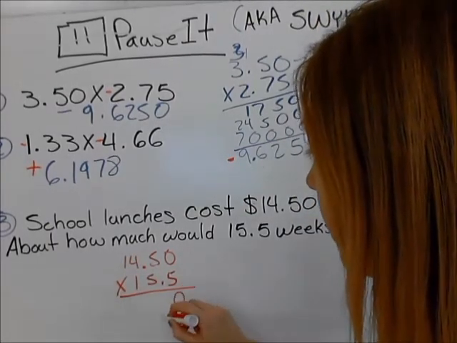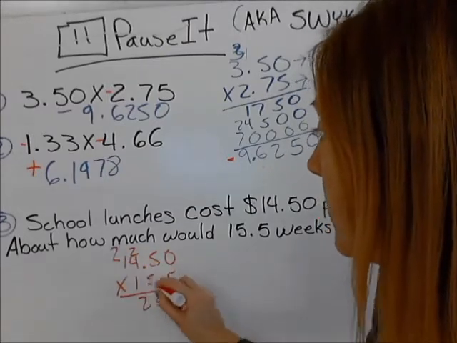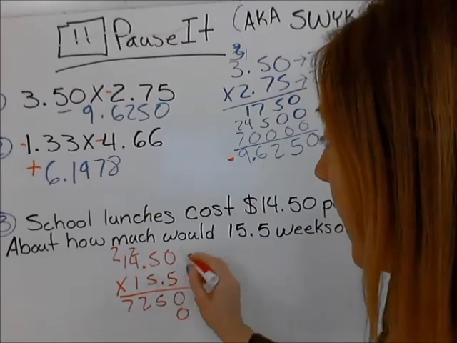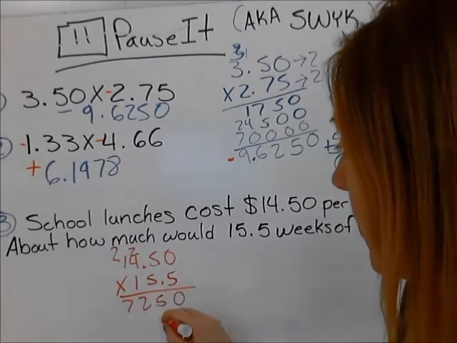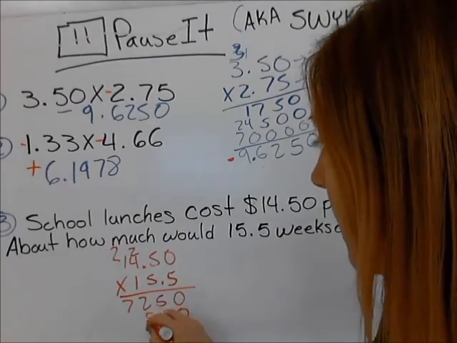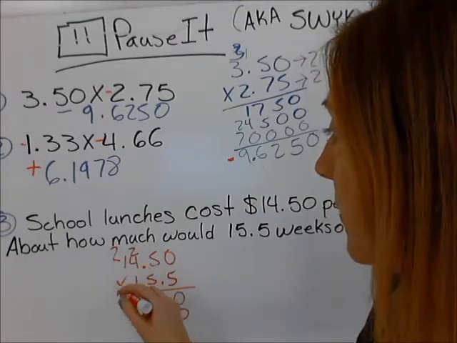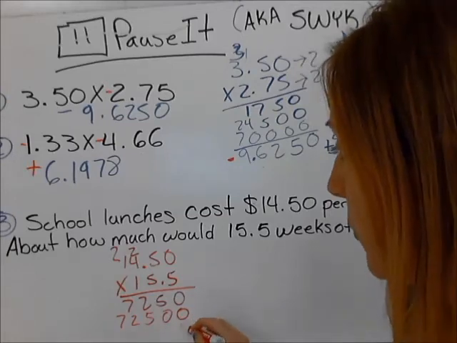5 times 0 is 0. 5 times 5 is 25. 5 times 4 is 20, plus 2 is 22. 5 times 1 is 5, plus 2 is 7. Moving to the tens place, 5 times 0 is, so I have to put a placeholder here in the ones. 5 times 0 is 0. 5 times 5 is 25. 5 times 4 is 20, plus 2 is 22. And 5 times 1 is 5, plus 7. Okay, same as what I had above, except with an extra 0.